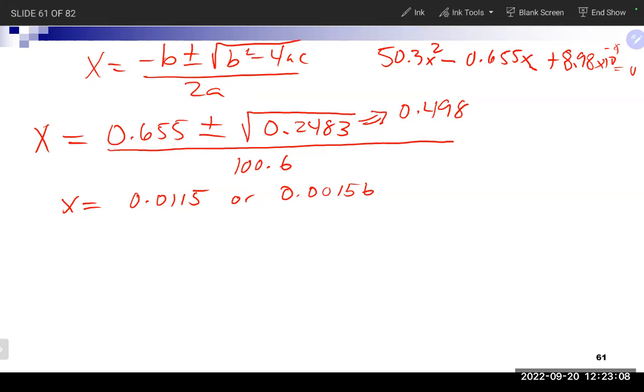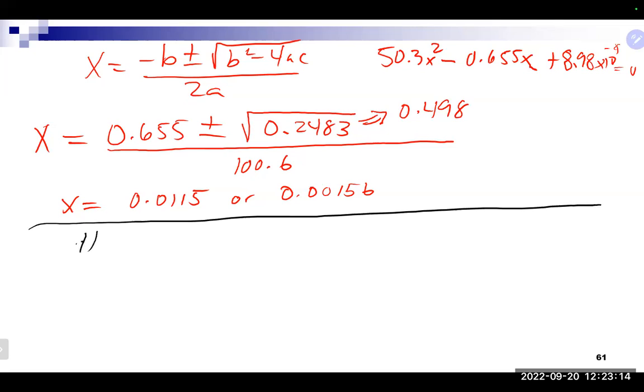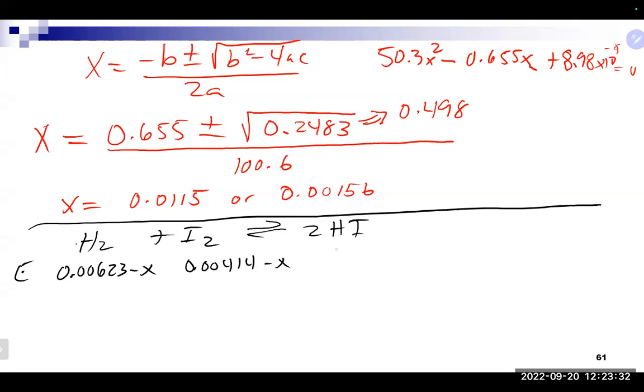Once again, I'm not going to rewrite the entire ICE table, but I'm just going to bring the equilibrium line down. So we had our H2 plus our I2 goes to our 2HI, and our equilibrium line was 0.00623 minus x, 0.00414 minus x, and 0.0224 plus 2x. In this particular case, we can see that this number is actually too big, because if we put it back in, we will get a negative value. So it actually is the number there to the right.